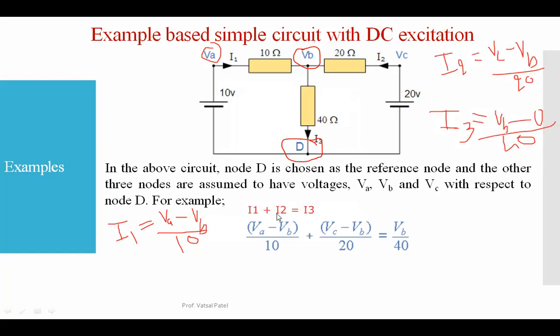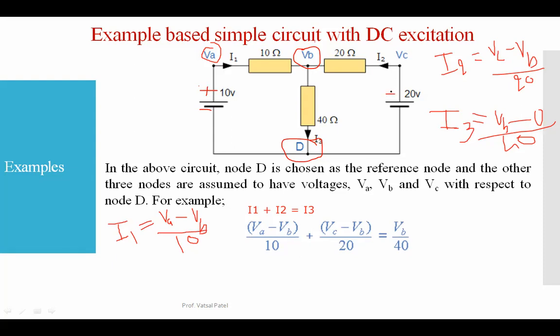Now, after putting this value of VA minus VB by 10 for I1 plus VC minus VB by 20, that is for I2 current, is equal to, for I3 current, it is written VB minus 0 by 40, or you can directly write VB by 40. Now, according to this connection given here, this VA potential, if you see here, is connected with the positive terminal of the 10 volt battery source here.